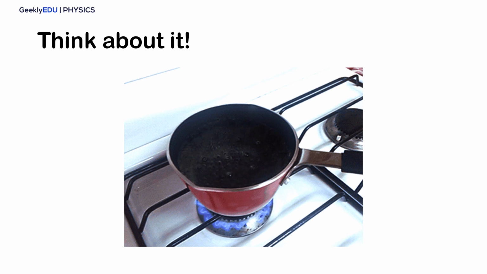Alright, now it's your turn to think about it. Imagine this system here, as you see in this picture. We have a hot plate with fire, a pan, and water that's starting to boil. Can you tell me what types of heat transfer you see in this image and where they are occurring? So think about it.